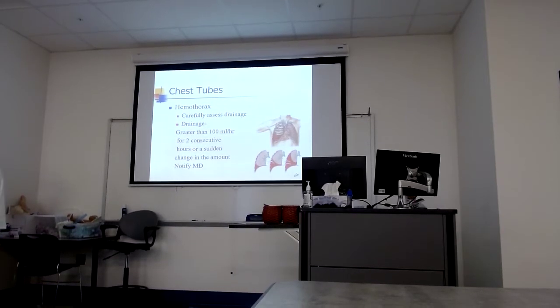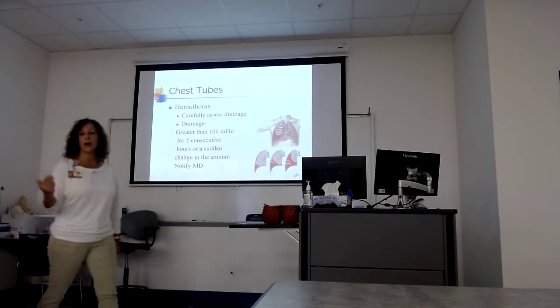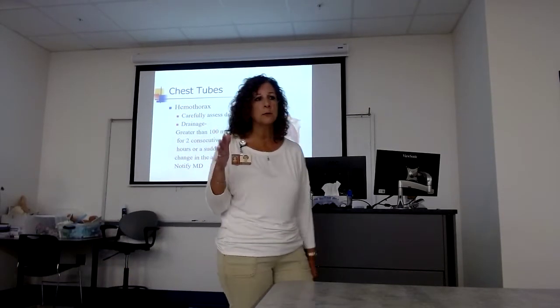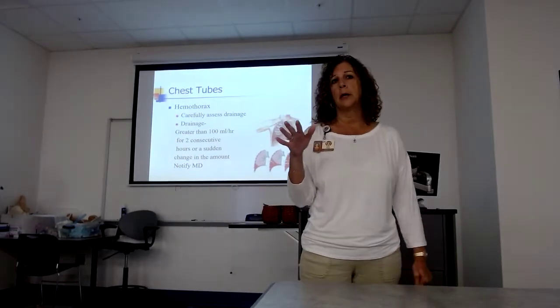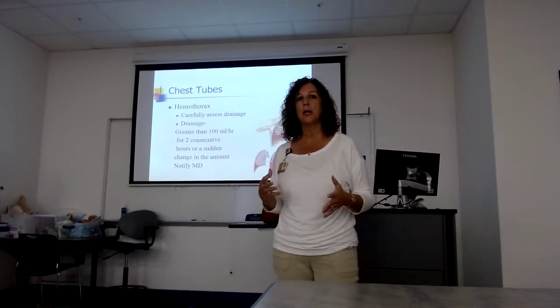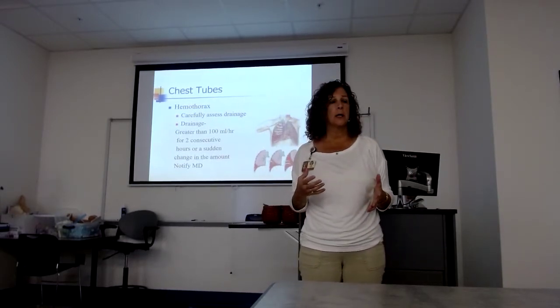So the bigger concept here is when do we report the amount? So 200 mils for 2 consecutive hours, you've lost approximately a unit of blood. A unit of blood is approximately 450 mils. When you think about 400 mils over 4 hours, that's quite a bit of blood, isn't it? And so we need to be thinking about that.